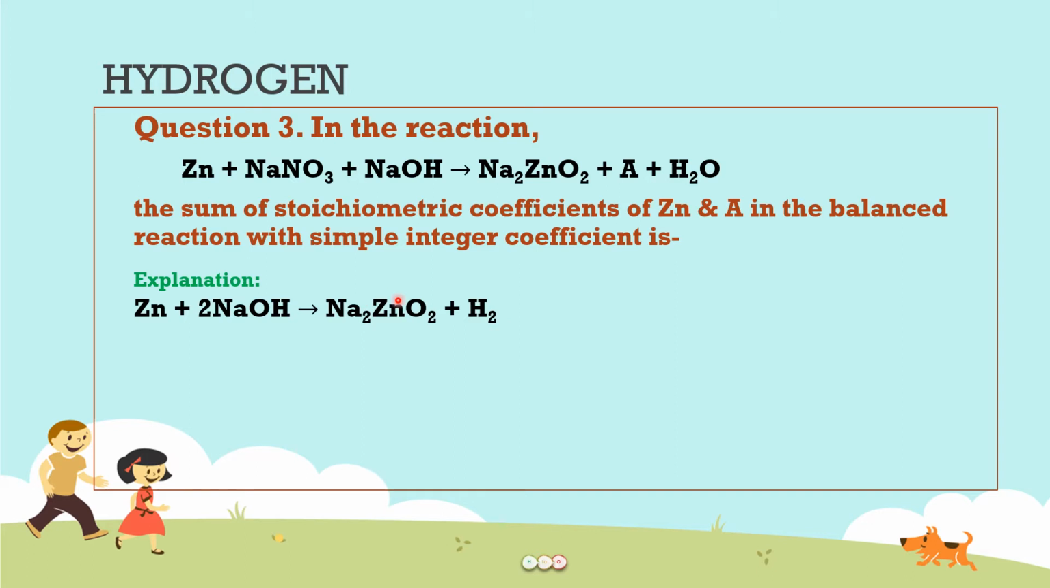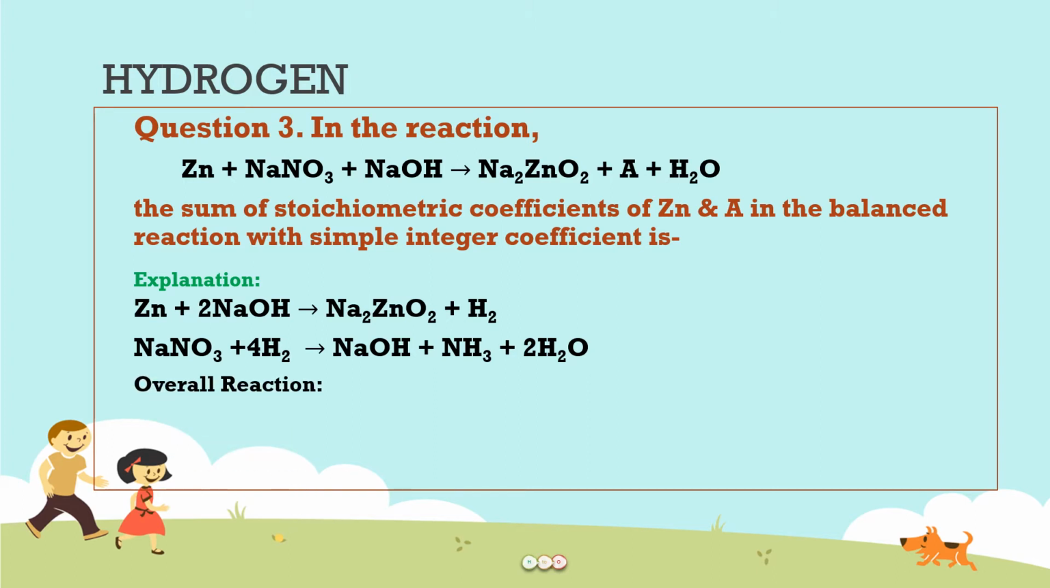Now the product that is formed over here. The next thing is that we have NaNO3. When NaNO3 reacts with hydrogen, it will produce more NaOH. Along with that, ammonia gas will be produced, and along with that, water will be produced. So if you look at the overall reaction, we will have zinc plus NaNO3 plus NaOH giving us sodium zincate, ammonia and water. So A over here is going to be ammonia.